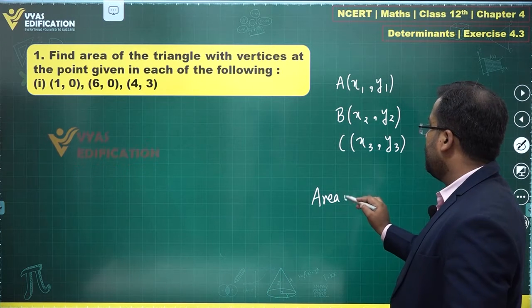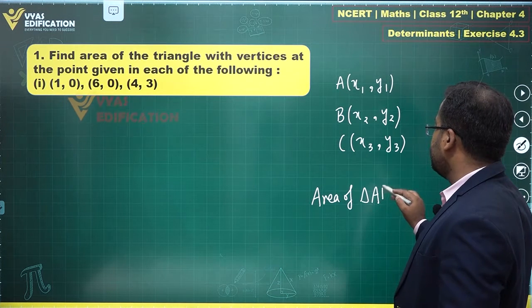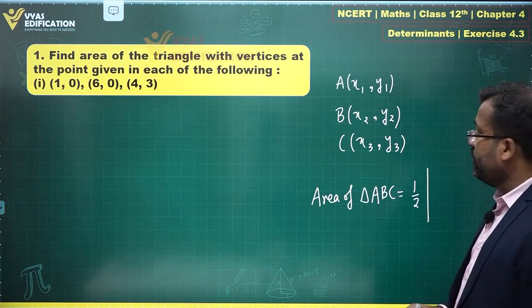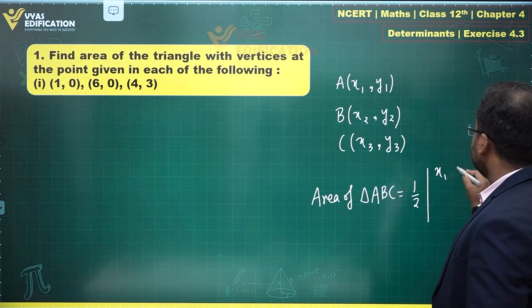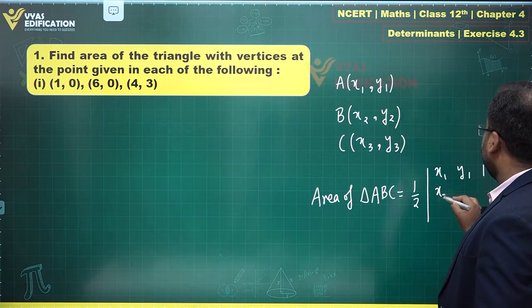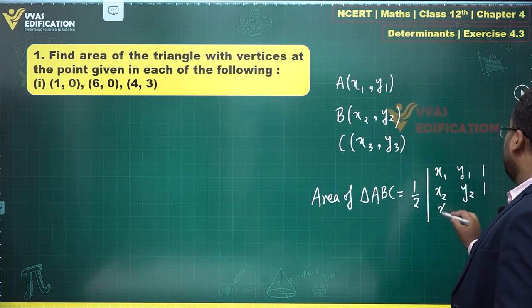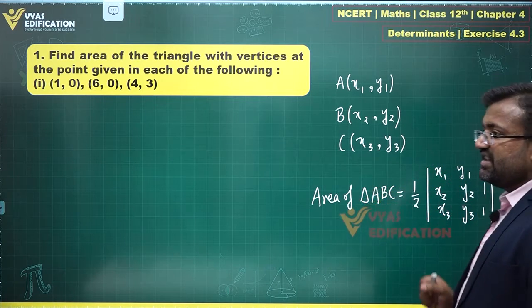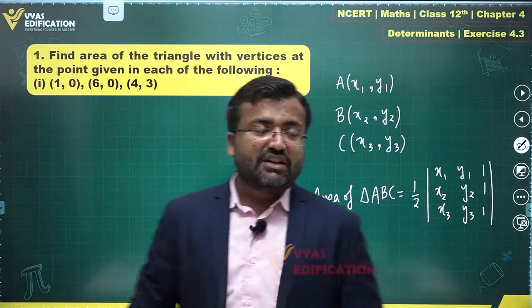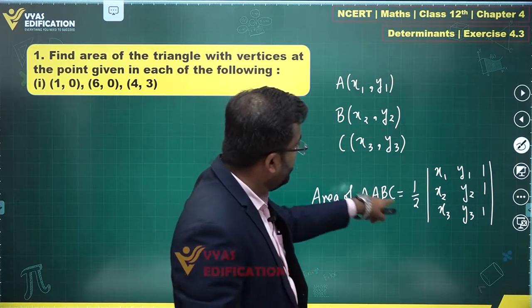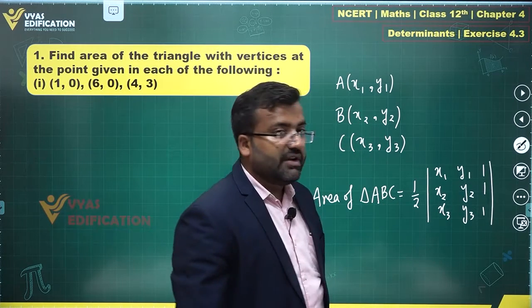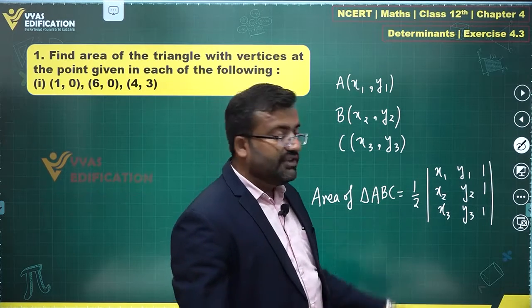Area of triangle ABC will be equal to 1 by 2. Yes, there's a factor 1 by 2. And then you write the vertices x1, y1, 1. This is the 3 by 3 determinant that you get using the vertices x1, y1, x2, y2, x3, y3. And you multiply with 1 by 2, and this is the area of the triangle.